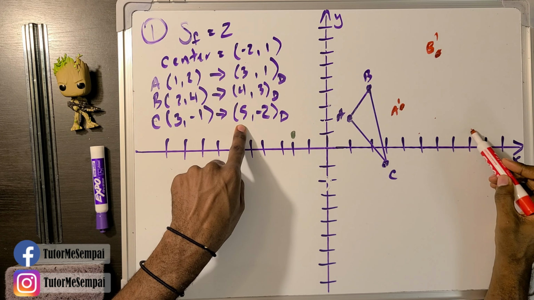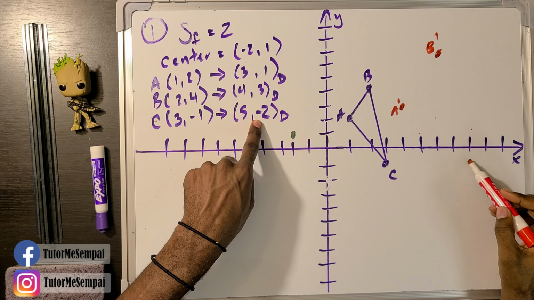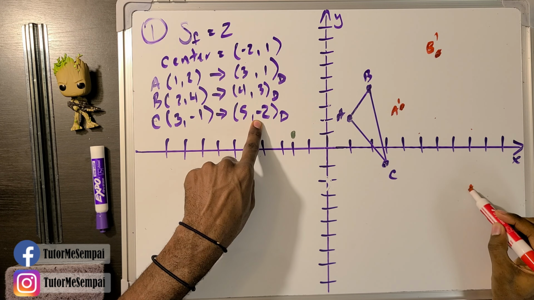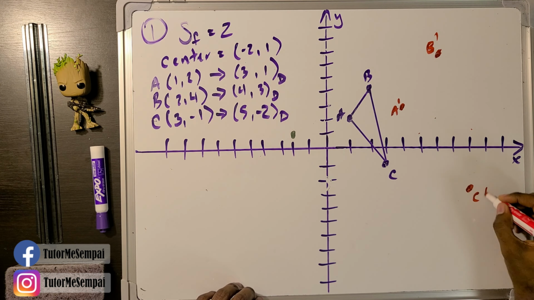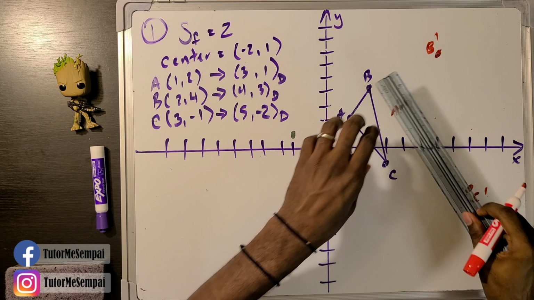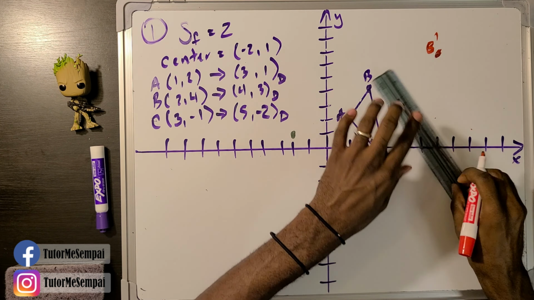And then we're going to go down 2. 1, 2. But we're going to do it again. Remember, we're going to go twice as far. 1, 2. So right around here. And this is going to be our C prime. So we're going to connect these dots and see what our dilated graph is going to look like.